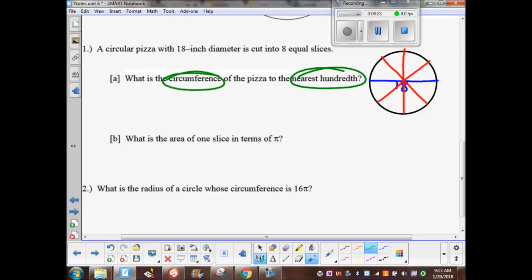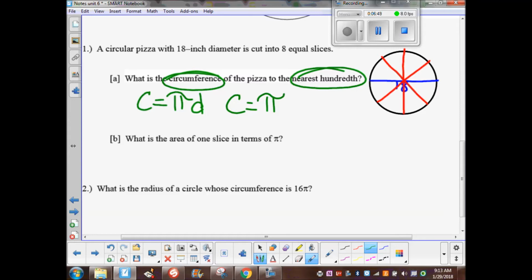So first thing, what's the formula for circumference? We've got 2 of them, right? Here are 2 of them: 2 pi r or pi d. What piece of information did the problem give us? Diameter or radius? Diameter. So make it easy on yourself and use the one with diameter. Okay? So now it says C equals pi d.